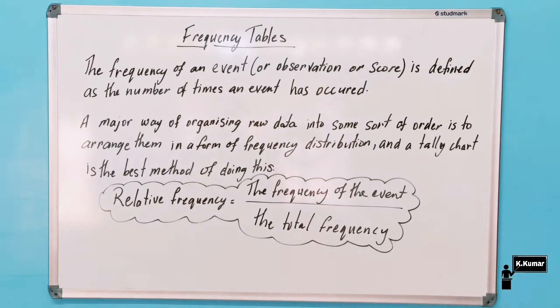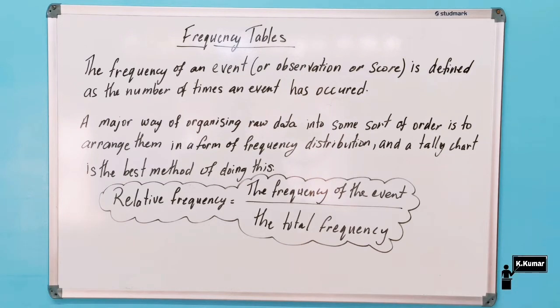Now, when you're creating frequency tables, we would use a tally chart. When we're given the raw data, we have to go through each individual number one by one, and then place them onto our frequency table. Now there is something called relative frequency, and at the bottom there you have the formula to find it. That is the frequency of the event divided by the total frequency.